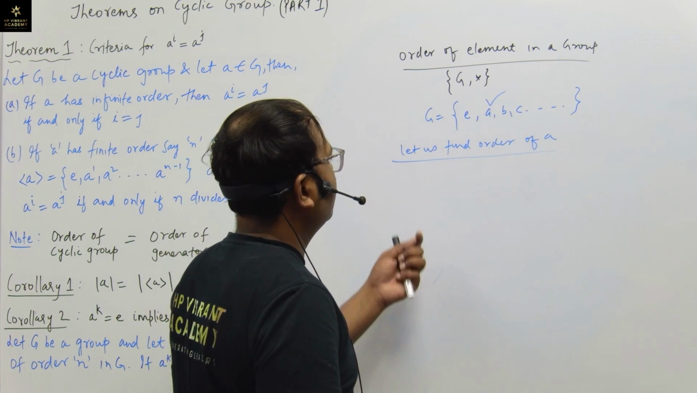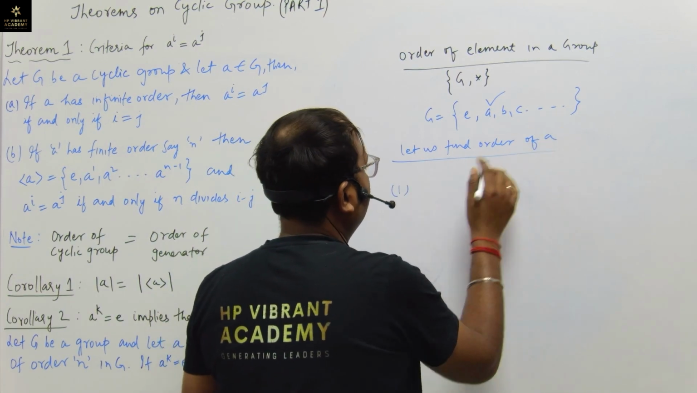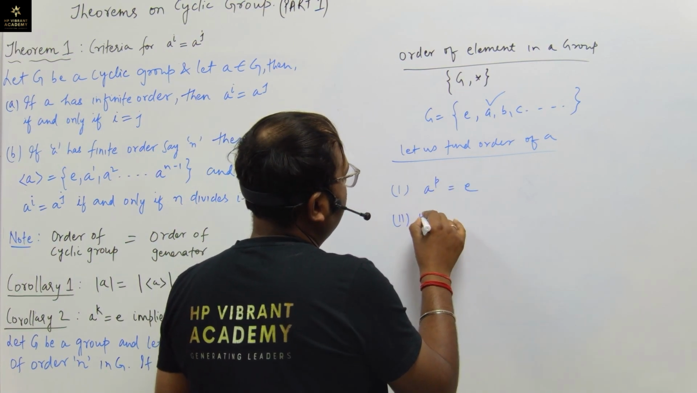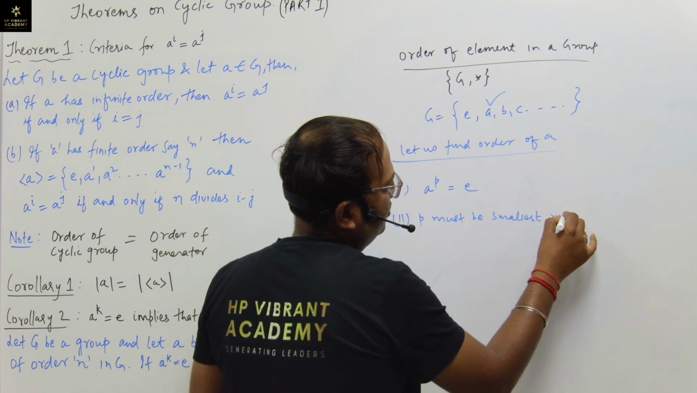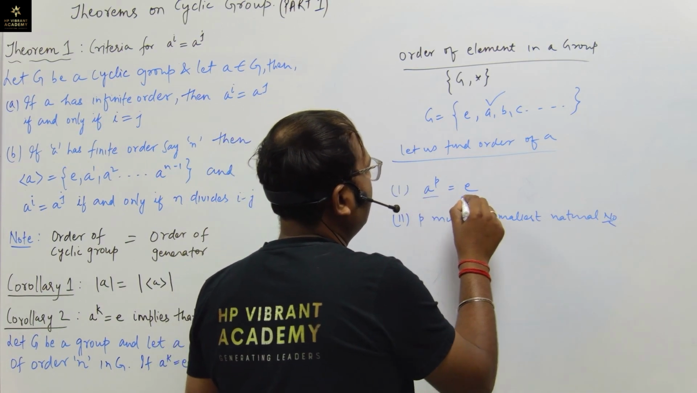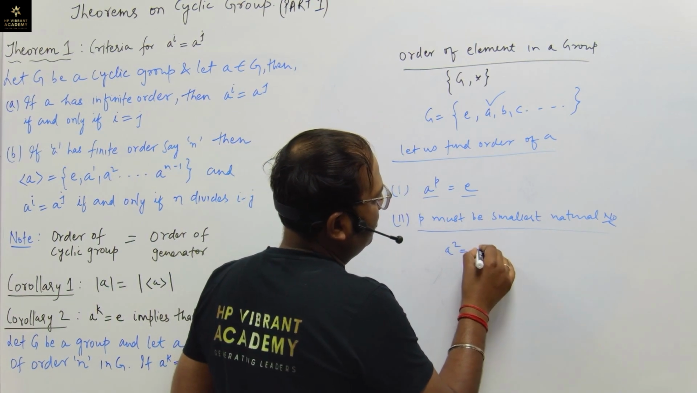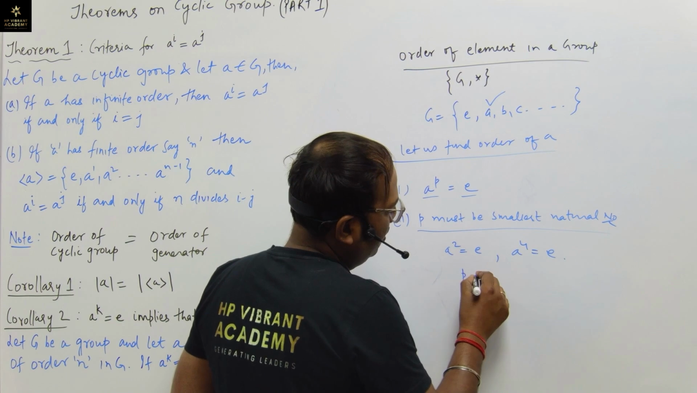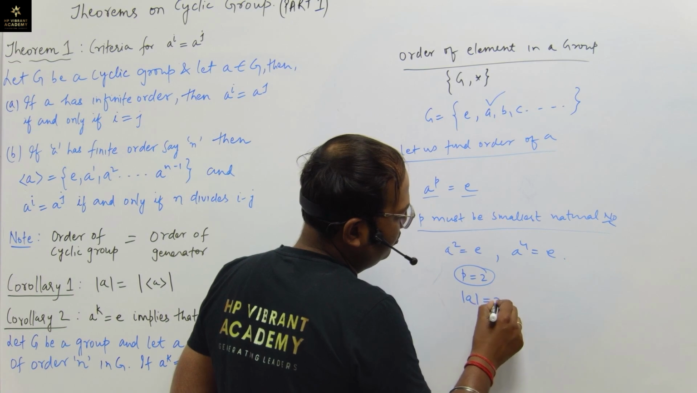As per the definition of order of a, if p is the order of element a, then a to the power p is equal to the identity element. Secondly, p must be the smallest natural number. Suppose a square is equal to identity and a to the power 4 is also identity, then the order will be 2. Order of element a will be 2. So this is represented as order of element a is equal to 2.